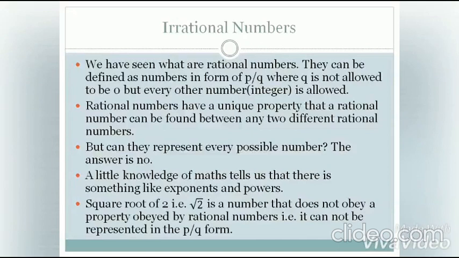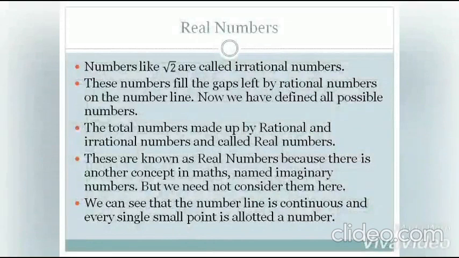A little knowledge of mathematics tells us that there is something like exponents and powers. For example, the square root of 2, that is under root 2, is a number that does not obey the property which is obeyed by rational numbers. That is, it cannot be written in the form p by q. So numbers like root 2 are known as irrational numbers. These numbers fill the gaps which were left behind by rational numbers on the number line. So now we have defined all possible numbers on the number line.